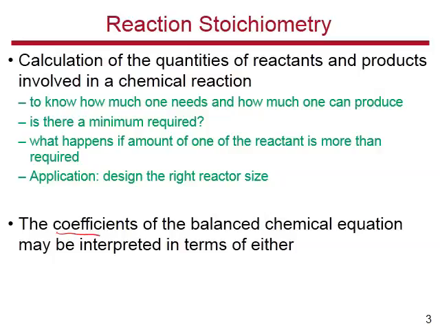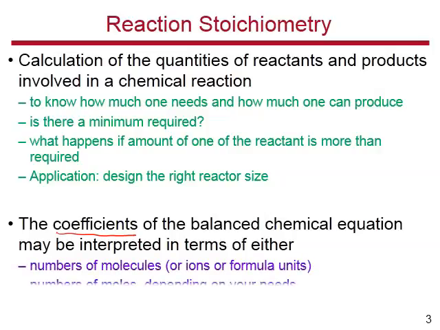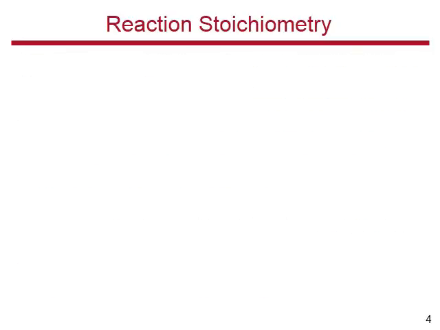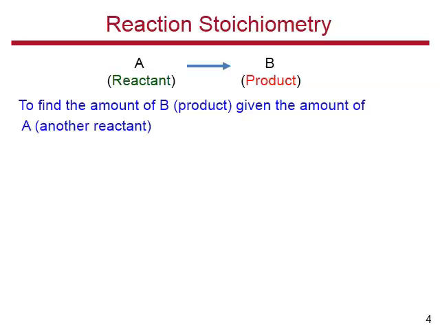Now, the coefficients in a chemical equation can be interpreted either in terms of molecules or in terms of moles. In fact, it's more convenient to talk about moles. Let's say you have a chemical reaction in which a reactant A is giving a product B. Now you want to estimate how much of A is required to give a certain quantity of B.